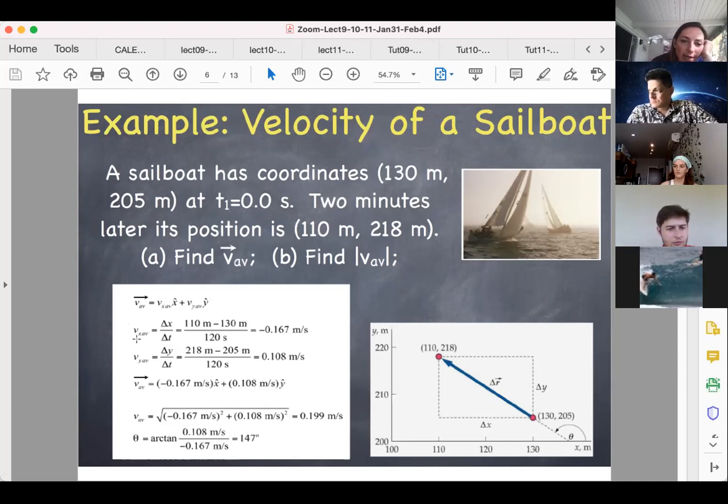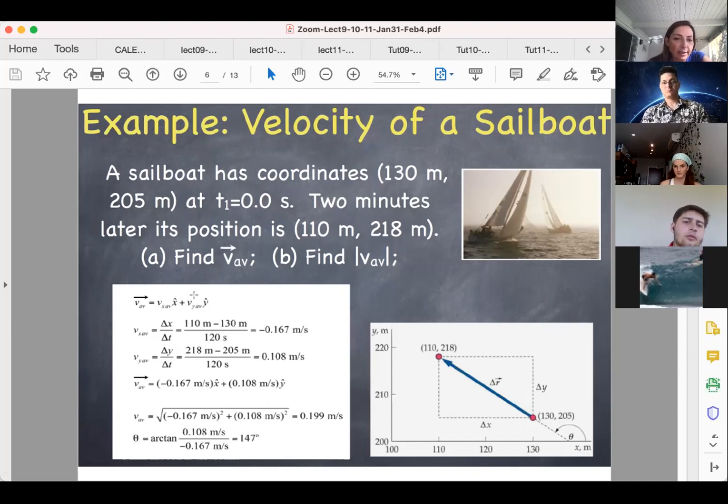So we can calculate the average velocity along X as delta X over delta T. So 110 meters, which is the final position, minus 130 meters. This is delta X, right? Divided by our famous, how many? 2 minutes? Okay, 120 seconds. If you do the calculation, you find this is the component of the average velocity along the x-axis.